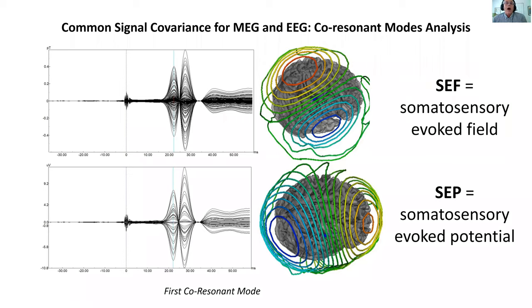Here's another way of making use of the covariance of the sensor space. Now this is data from Atsushi Shirasawa shown in an earlier slide. And we can see his somatosensory evoked field and his simultaneously recorded somatosensory evoked potential. And making use of just the cross covariance part, the EEG, MEG cross covariance part, and the decomposition, we can look at what we're calling co-resonant modes. So this is an example of the first co-resonant mode, which is just about everything in this case. But you can see that the waveforms here are identical waveforms, but the units here are picotesla, the units here are microvolts, and these are the different spatial distributions for that mode.